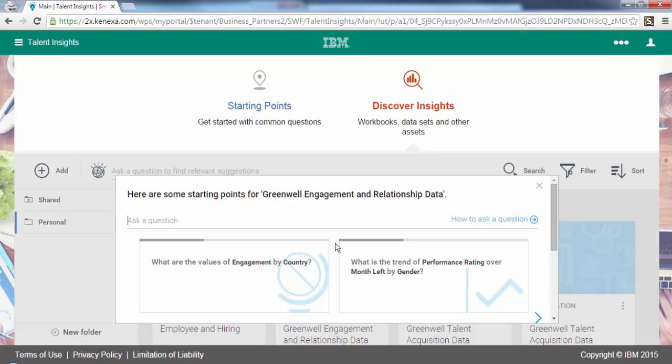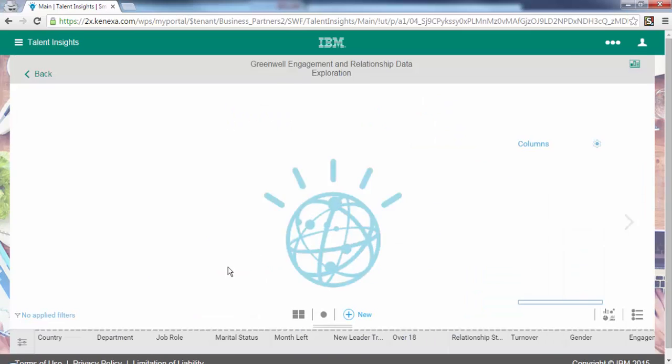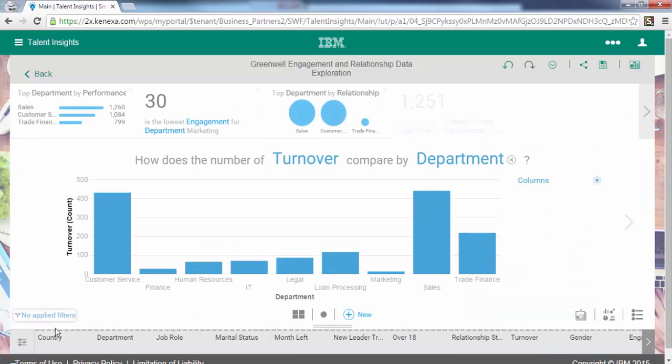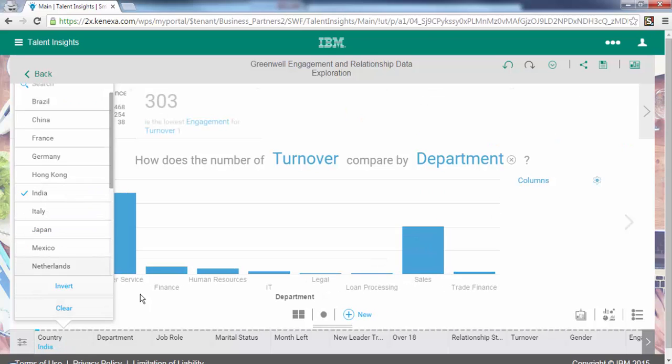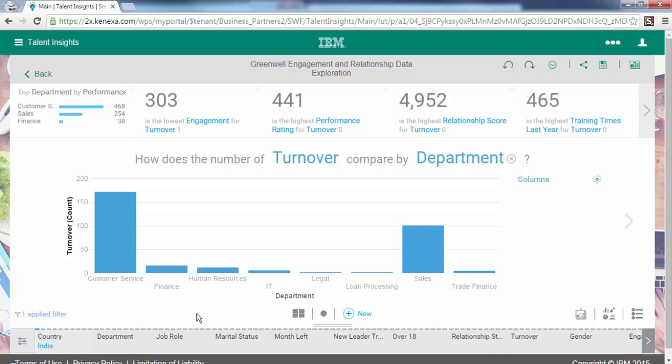I'm interested in further exploring turnover amongst departments, so I ask, how does total turnover compare by department? Talent Insights immediately presents to me recommended visualizations to answer my query. I'm particularly interested in turnover in India, so I easily add a filter to focus on that employee population. With Talent Insights, I can quickly change the visualization to a different type, sort, change the summarization, and add a variable in a matter of seconds. As I noted in my dashboard, customer service in India is experiencing much higher turnover than other departments, allowing me to focus my interventions very specifically.